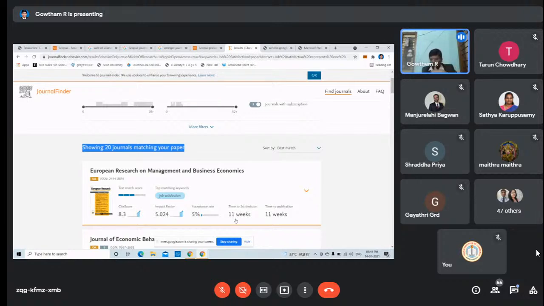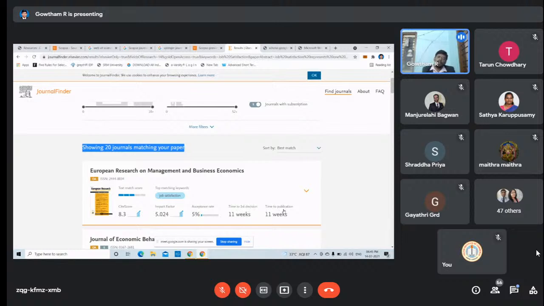So say for example, today you are submitting. 11 weeks means almost 3 months, assuming 4 weeks a month. Only after 2.5 months will you get your first decision. If your article is of extraordinary quality, you will get it accepted in the first decision itself. Otherwise, in the first decision they will communicate to you whether your article is suitable for the review process, whether there are any changes you need to make, all such things.